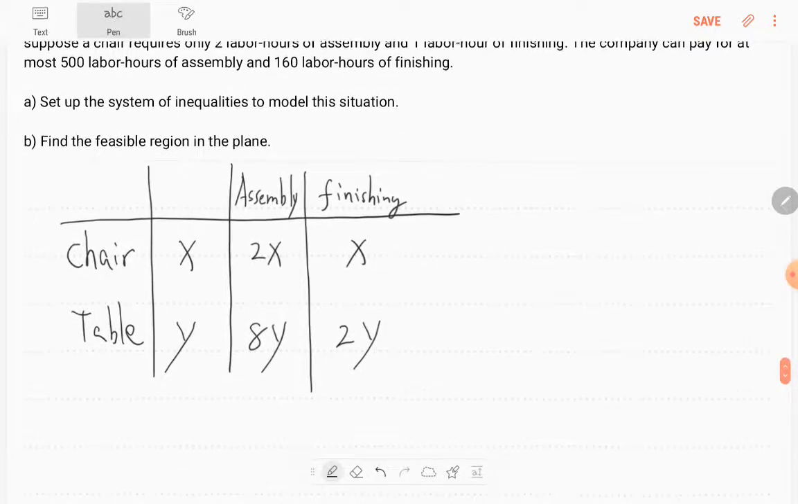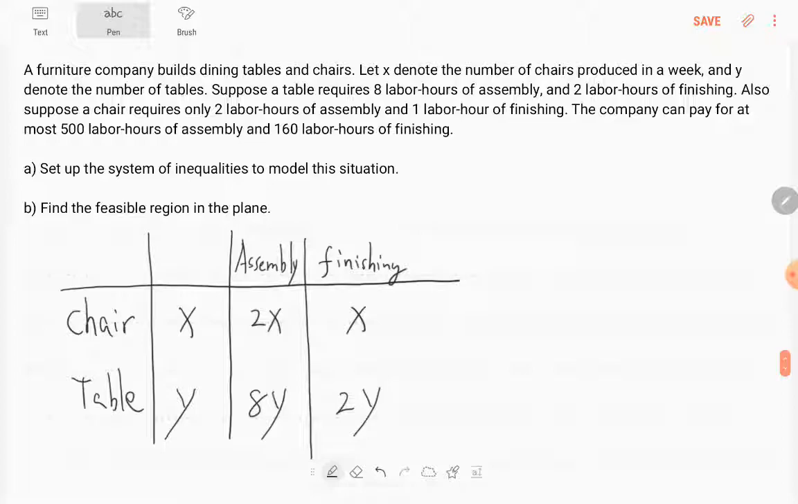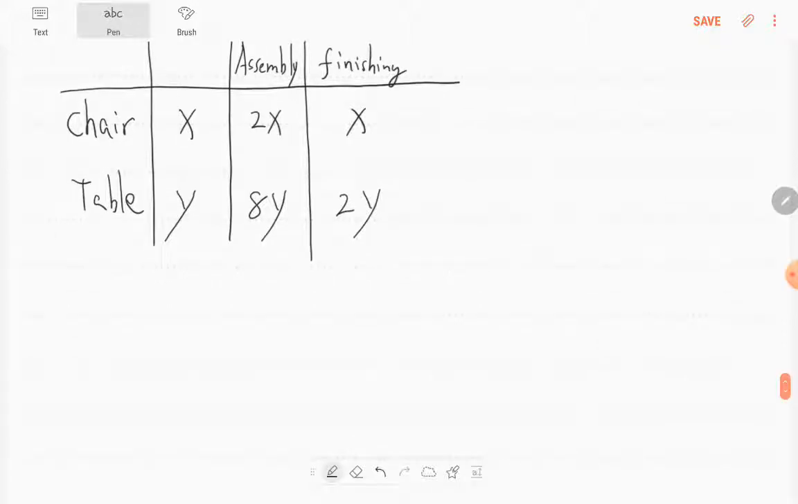Okay, so now we need to set up the inequalities. The first inequality, so this is from the last sentence for this problem. The company can pay at most 500 labor hours of assembly. Okay, assembly is the total hour, which is 2x plus 8y. This is the total assembly hours, right? But at most 500, so you cannot exceed 500. So less than or equal to 500.